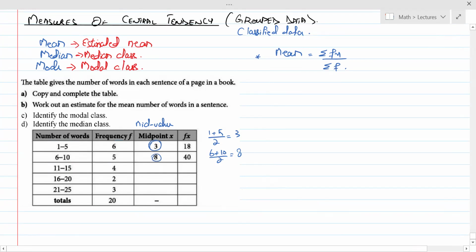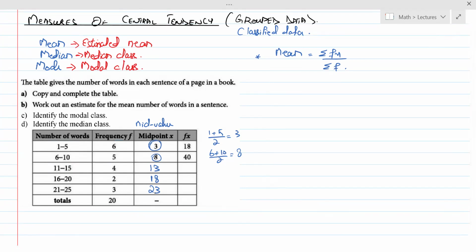In the same way, we'll fill the rest of the values for these midpoints. For 11 till 15, it would be 11 plus 15 upon 2, that is 26 upon 2, and we'd get the midpoint as 13. And 16 till 20, 16 plus 20, that is 36, 36 upon 2 is 18. 21 plus 25, that's 46, 46 upon 2, that's 23. So we have got the midpoints that would be taking the values of x.